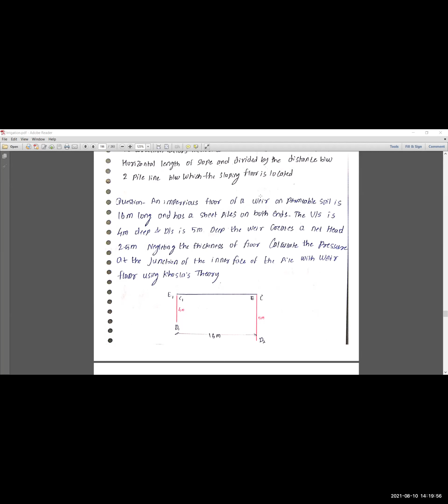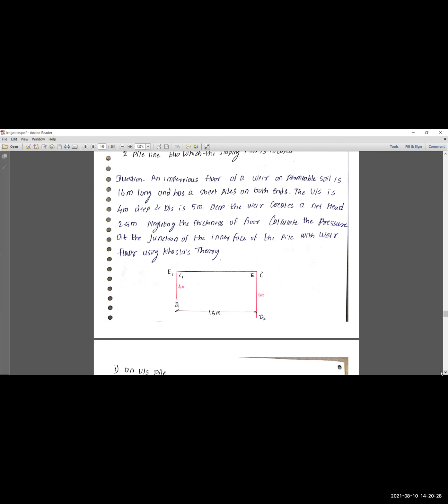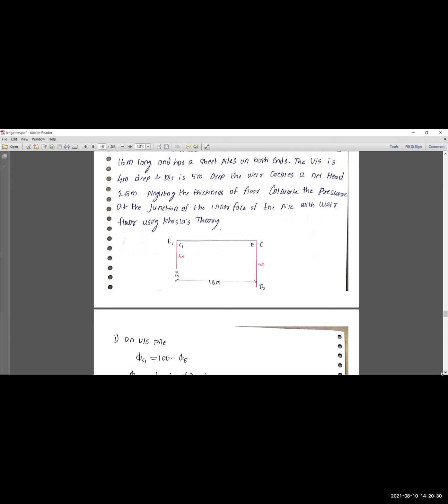And thickness is given, that is, neglecting the thickness of the floor. Then calculate the pressure at the junction of the inner face of the pile with the weir floor using Khosla theory. So a line diagram is also given, that is the D1, D2 points, C1, C points and even E point. That is, the depth of sheet piles is 4 meter and 5 meter and the distance between these two piles is 16 meter.